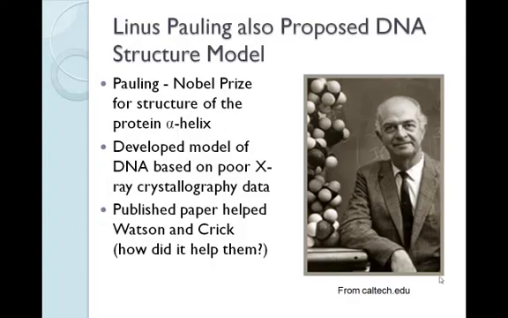Linus Pauling was a very famous protein chemist who was awarded the Nobel Prize for his work on the alpha helix structure of proteins. Unfortunately, Pauling had very poor X-ray crystallography data, and his model was not correct. However, his incorrect structure of DNA was helpful to Watson and Crick, and since they had Rosalind Franklin's photo showing the helix structure of DNA, they were able to build an accurate model of DNA.